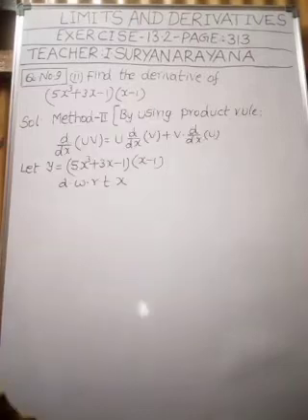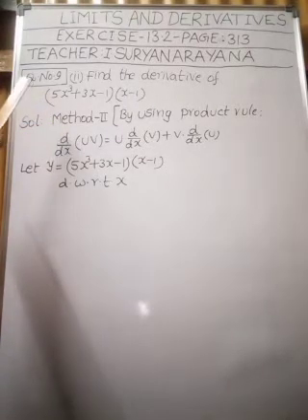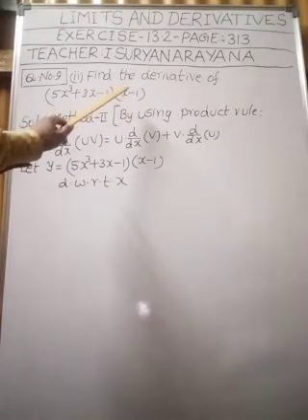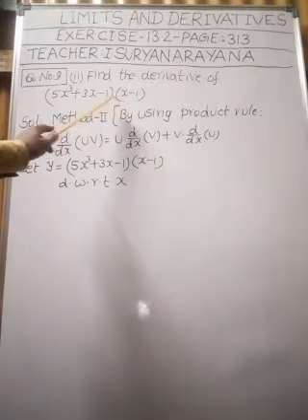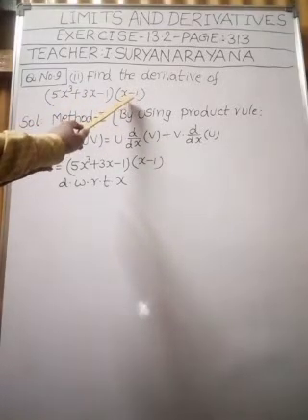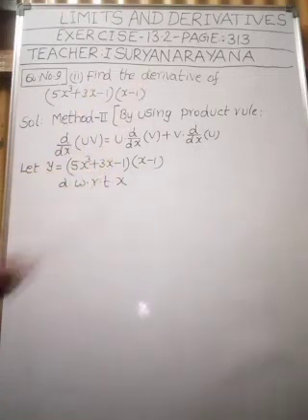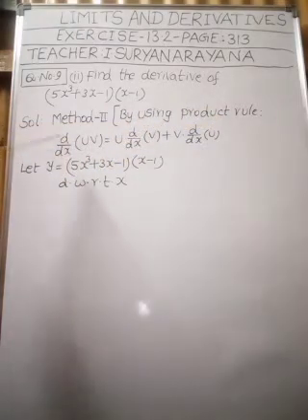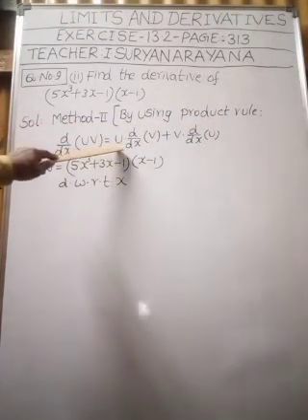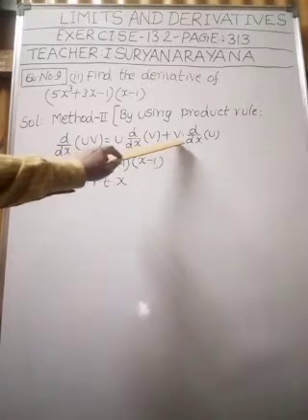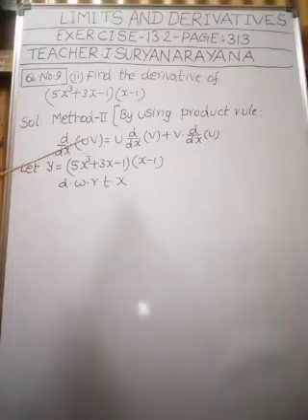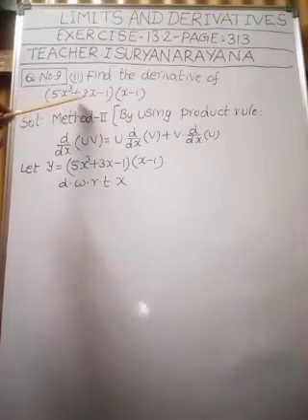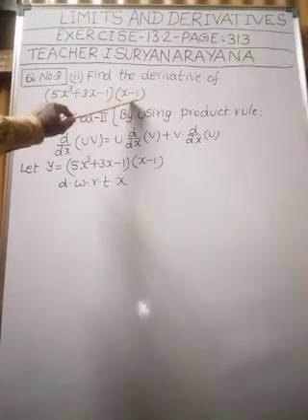Right. Now come to the next method. I told you previously there are two methods for finding the derivative of this function. In the previous method, we found the product of these two polynomials and made a single polynomial. Now come to method 2, using the product rule. What is the product rule? d by dx of uv is equal to u into d by dx of v plus v into d by dx of u. By using this product rule also we can find the derivative of this function, where u is 5x cube plus 3x minus 1 and v is equal to x minus 1.